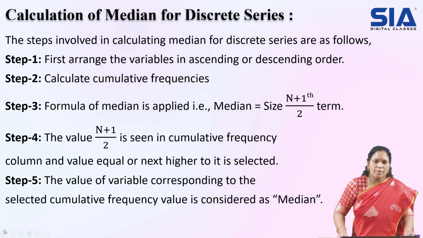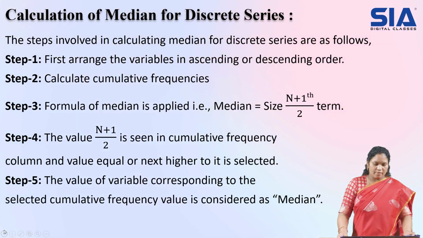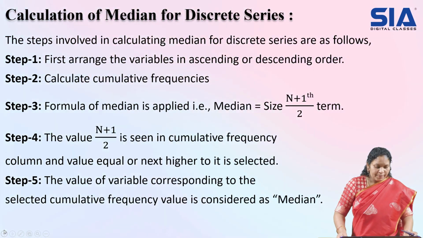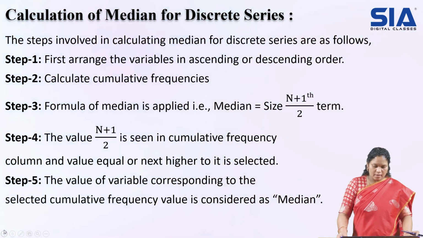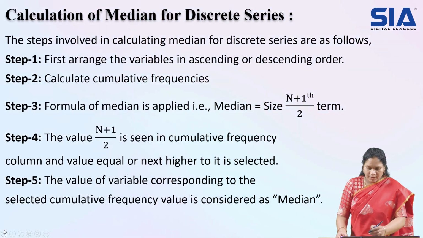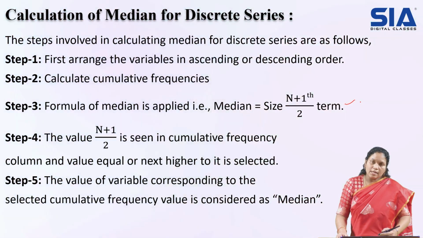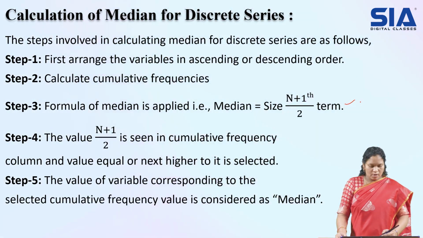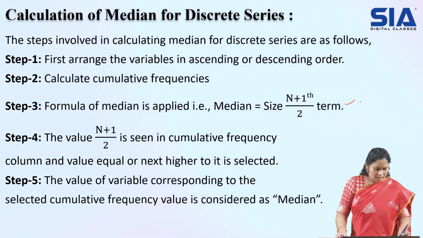So arrange it in the proper way, and you have to obtain the cumulatives. That we'll check in the example. Next, the formula to get the median is the size of the (n plus 1) by 2th term. From the cumulative frequencies we'll identify the median. Now let us check all these steps using an example.